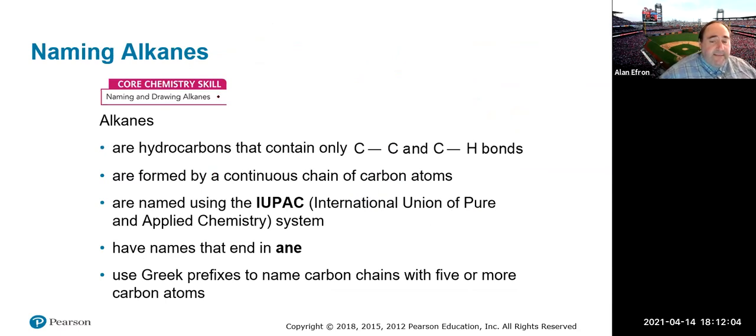So alkanes, as I mentioned, pretty much are those saturated hydrocarbons. They've got only carbon to carbon bonds and carbon to hydrogen bonds. They are a continuous carbon chain, which means you could go all the way across with them. They also can close up on each other and make more like ring structures, which we'll talk about as well.